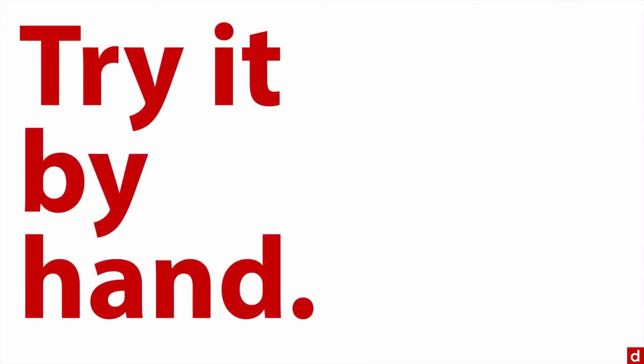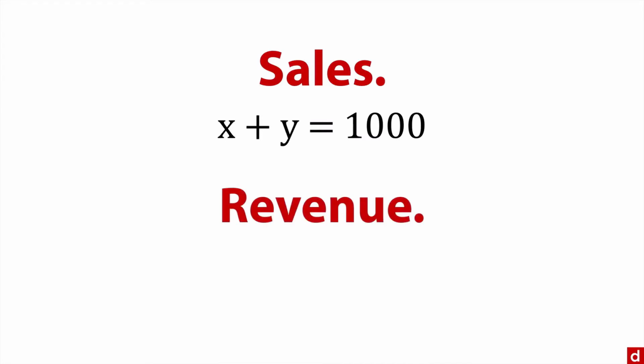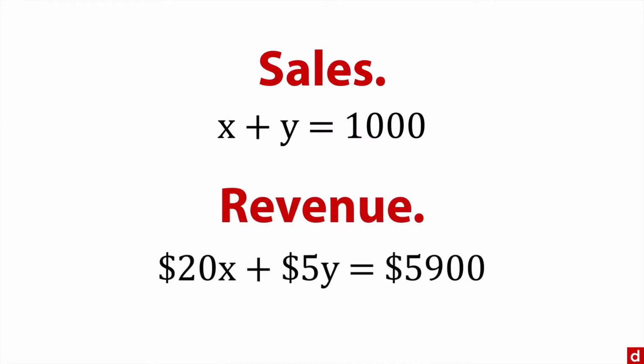And to show you, I'm going to do it by hand. Now, we're going to start with this. We know that sales, the two price points, X and Y, add up to 1,000 total cases sold. And for revenue, we know that if you multiply a certain number times $20 and another number times $5, it all adds up to $5,900. Between the two of those, we can figure out the rest.